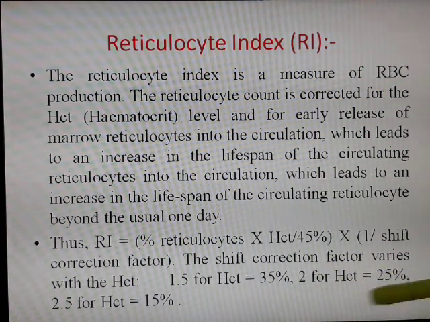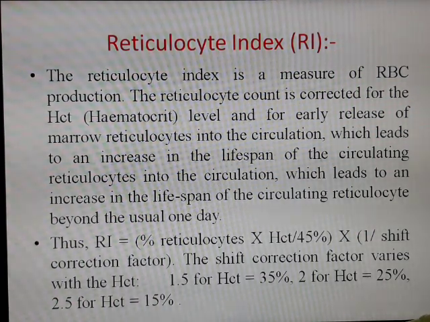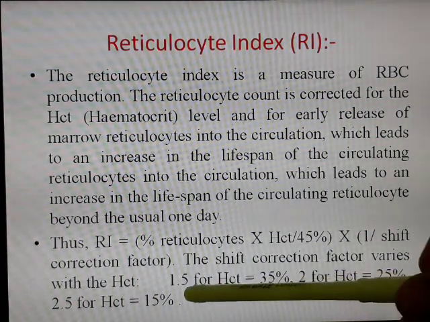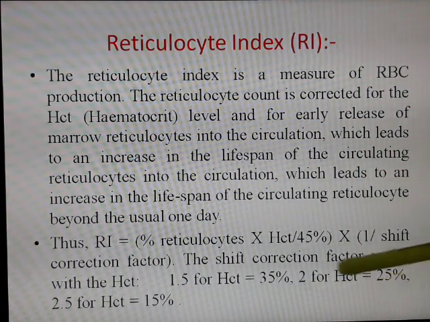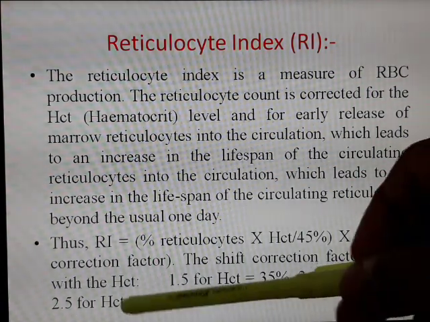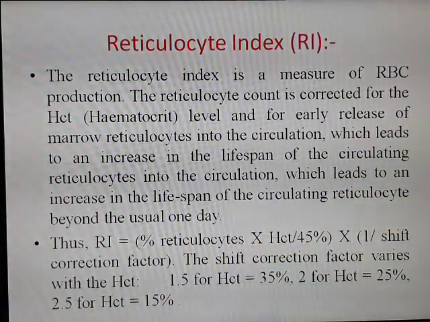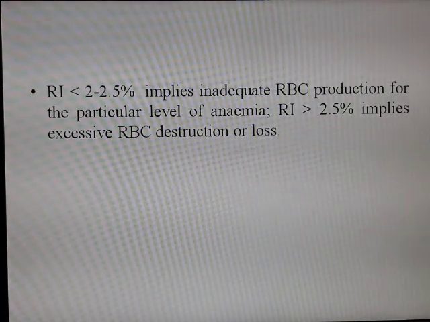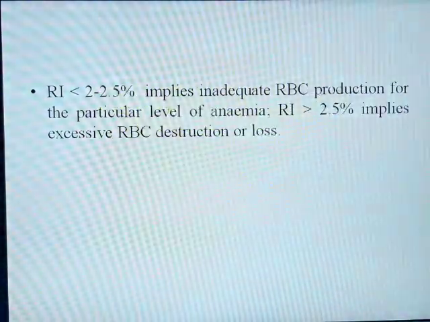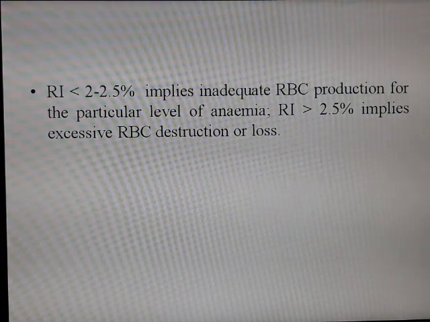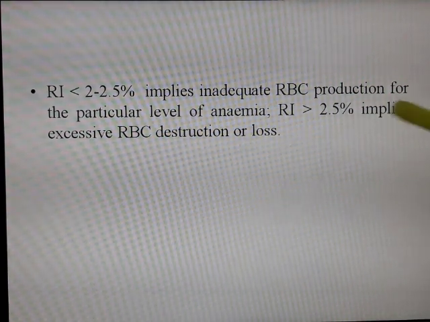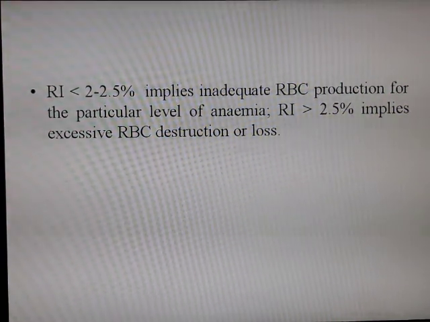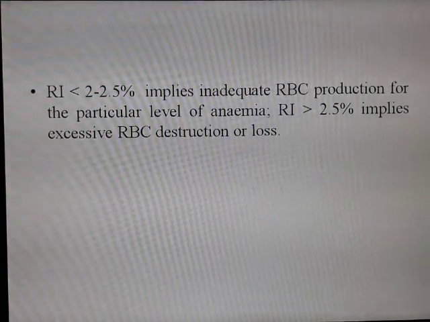Now the shift correction factor varies with the hematocrit. When hematocrit is 35%, the shift factor is 1.5. When hematocrit is 25%, the shift factor is 2. When hematocrit is 15%, the shift factor is 2.5. Like that it varies. So ultimately, if the reticulocyte index is less than 2 to 2.5%, it implies inadequate RBC production for the particular level of anemia. But if the reticulocyte index is more than 2.5%, it implies excessive RBC destruction or RBC loss.